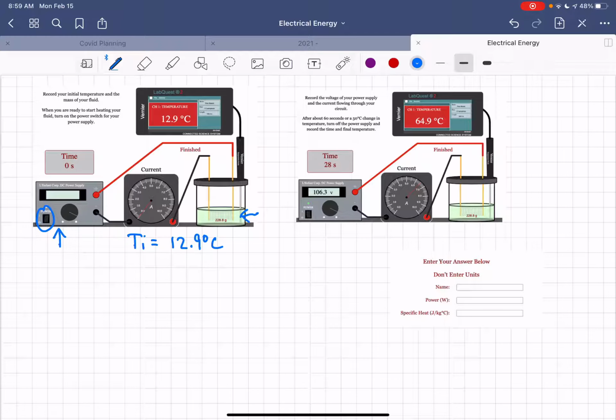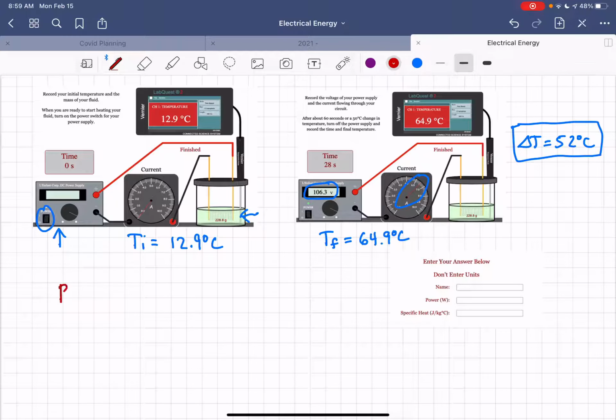Then flick the switch. You should read a voltage and a current. Don't leave the power supply on too long. I suggest about 60 seconds or a change of about 50 degrees Celsius. Okay, mine took 28 seconds. So then I write down the final temperature, 64.9 degrees Celsius. I subtract those two and get my change in temperature, which is 52 degrees Celsius. Okay, that's going to be important later on.